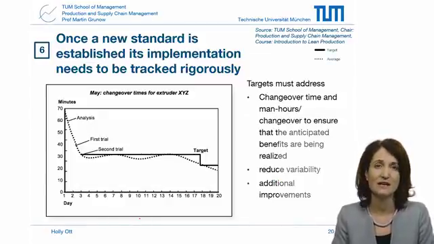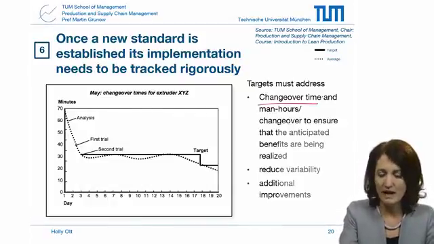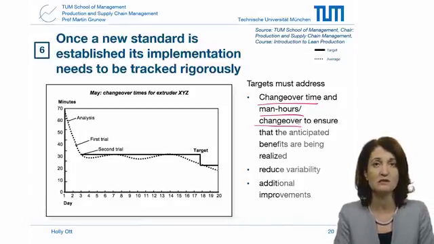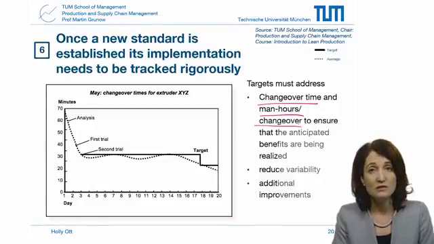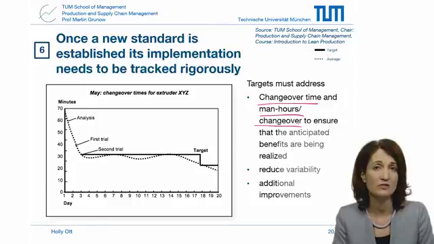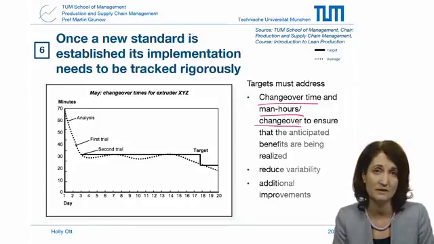Stage 6 of the SMED approach is that once a new standard is established, its implementation needs to be tracked very rigorously. And these targets must address changeover time and the man hours per changeover. This is to ensure that all the benefits that we anticipate from the SMED efforts have actually occurred and are being realized. This also allows us to track the variability, with the idea that we're going to reduce the variability in our entire changeover process. And it allows us to continuously look for additional improvements.